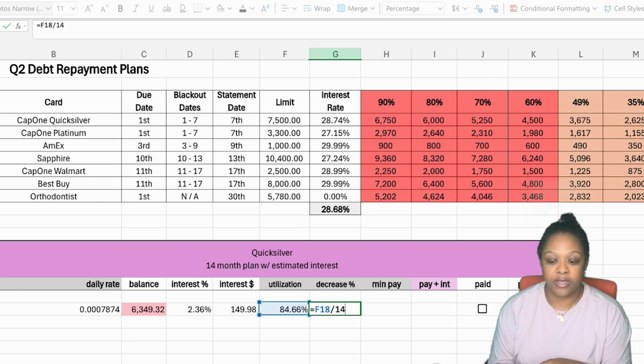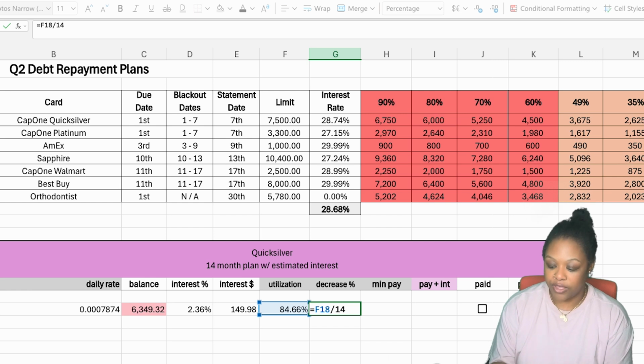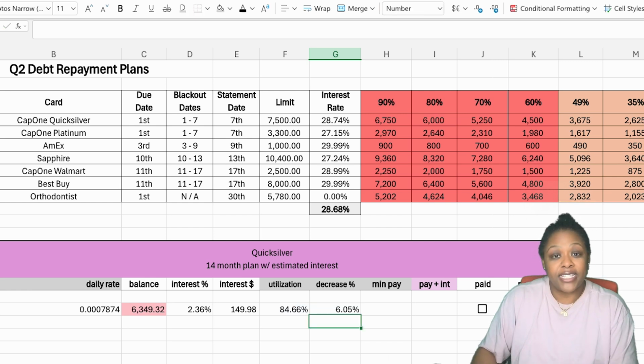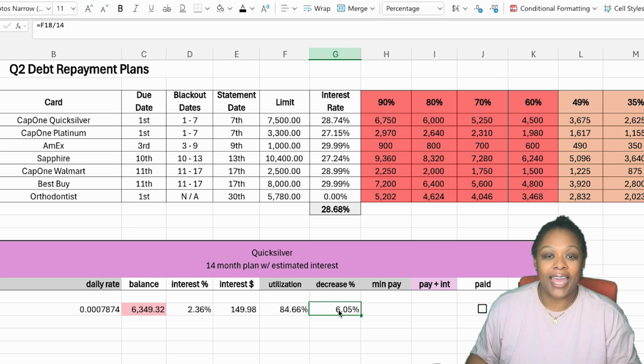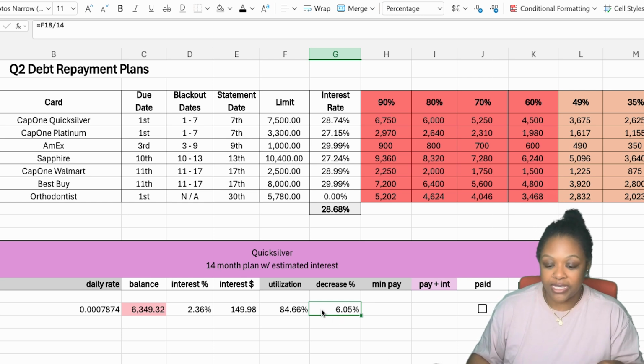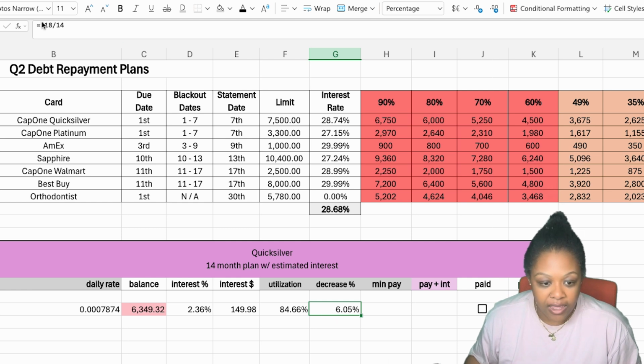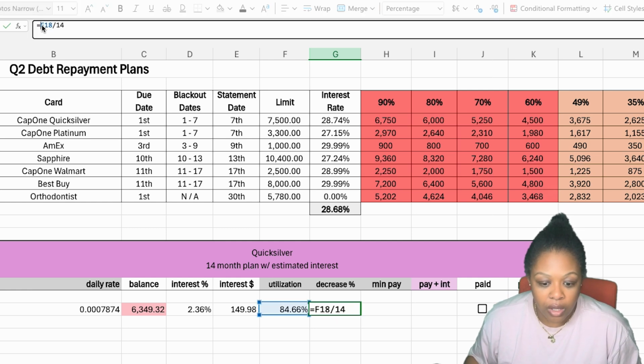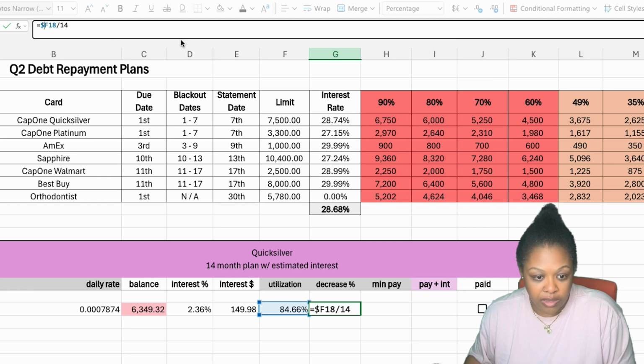And you always want to put this number in months. Why? Because we're doing monthly payments. So if you want to pay down your balance in 3 years, put 36. 3 months, put 3. A year and a half, put 18. Just convert it to months so that you get an accurate snapshot here. So that's 6.05% that I need to pay every month for the next 14 months in order to hit 0. I also want to anchor this down to always reference this starting utilization percentage.